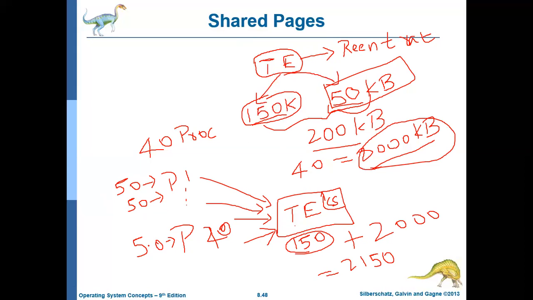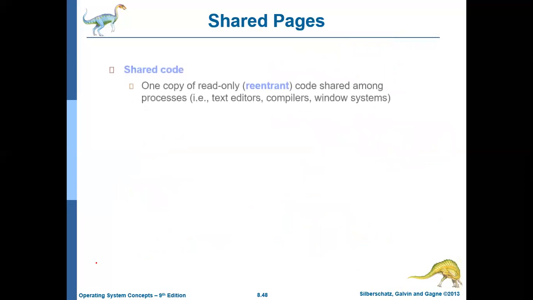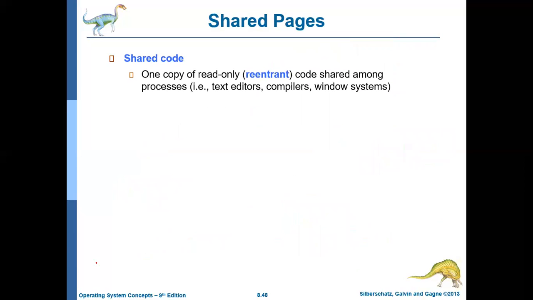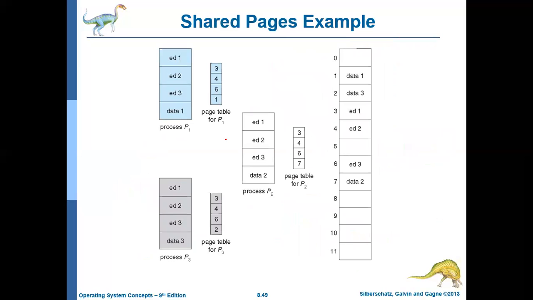So this is the overall concept, right? So let us discuss that with an example. Basically, shared code in the sense one copy of read-only or re-entrant code can be shared among multiple processes. If you are not using shared code, then every process should have its own private code and data, which will occupy a lot of memory. So this is the example which we have just now discussed.